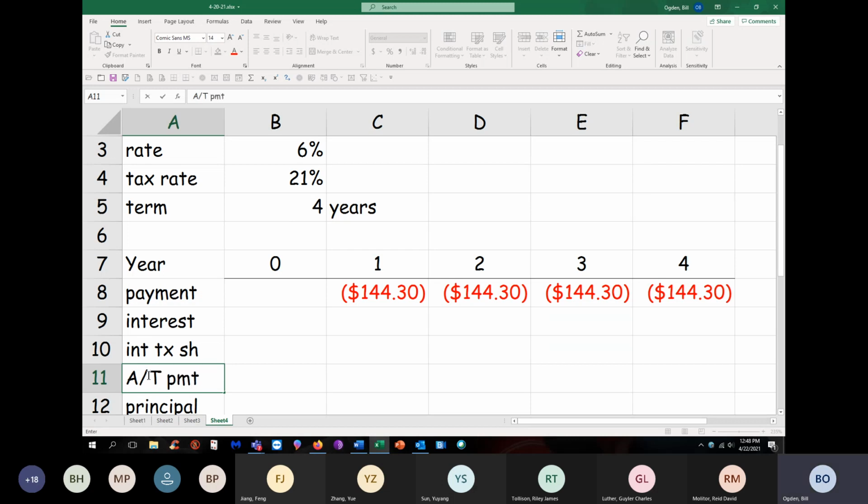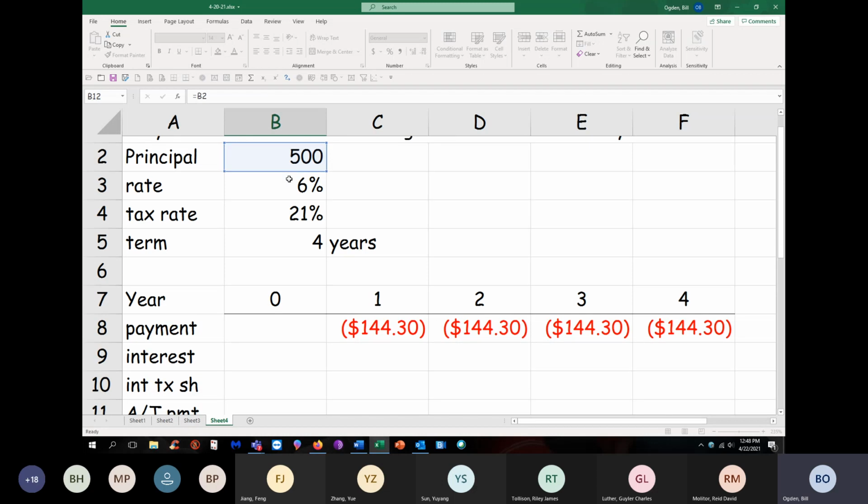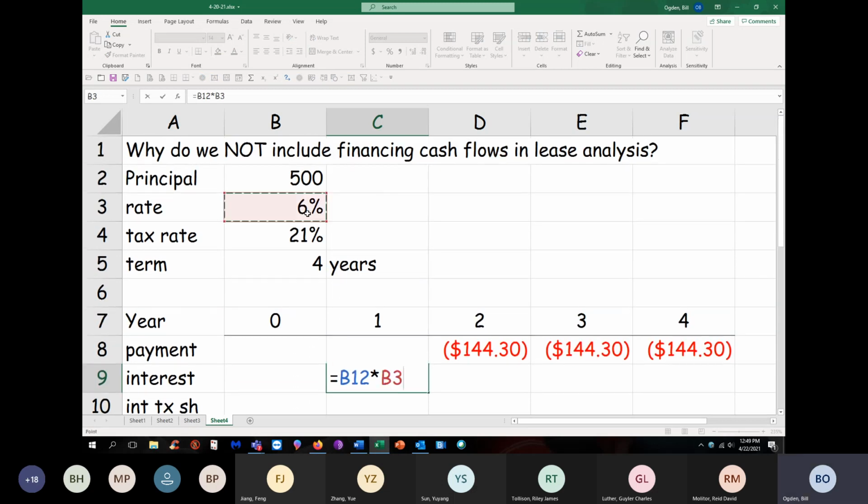So what does the company make on an after-tax basis? This 144.30 is a before-tax, all right? So let's start out. We borrowed $500. That's pretty obvious here. All right, and interest. This is just as if you're amortizing a loan. So there's nothing particularly difficult about this. So let's take, it's a 6% loan on $500. And let's take our interest rate and make sure we lock it. It will not change throughout the analysis.